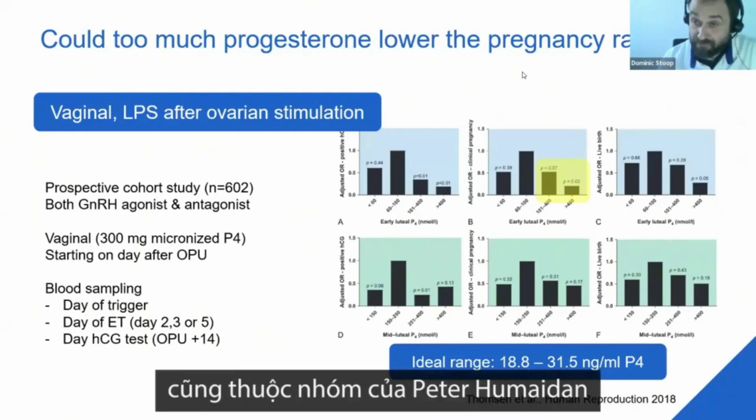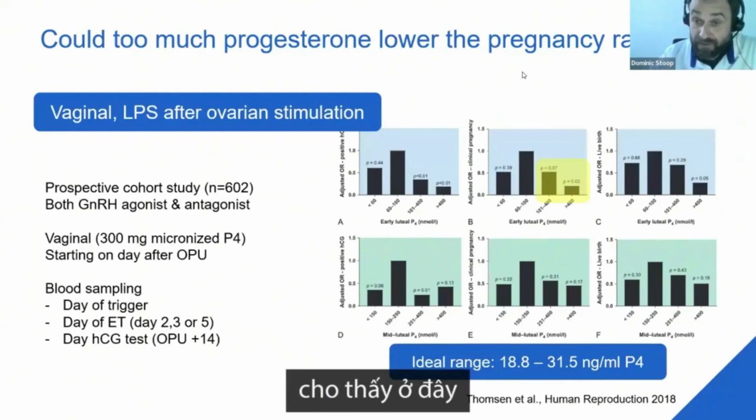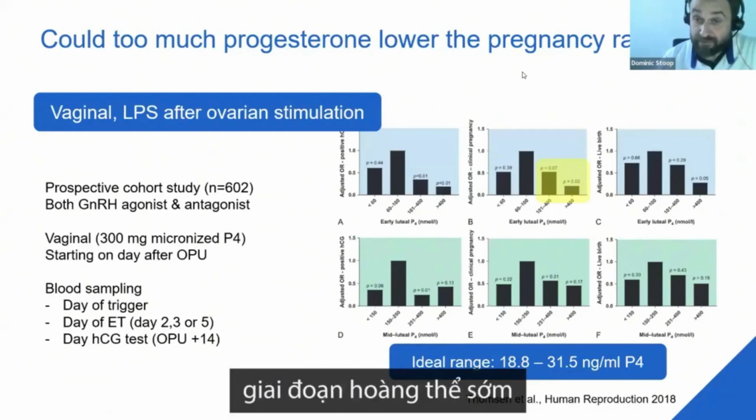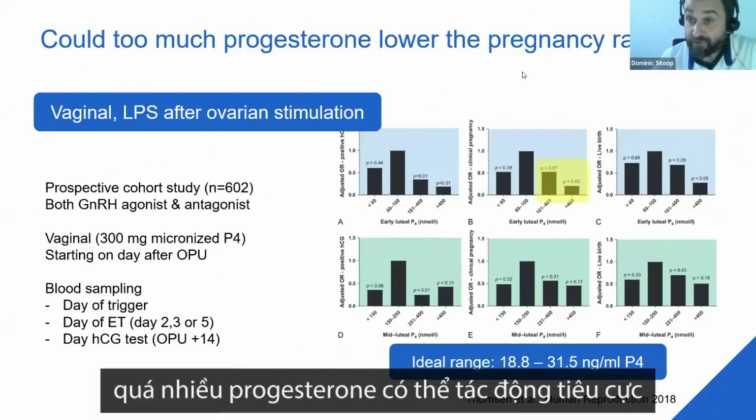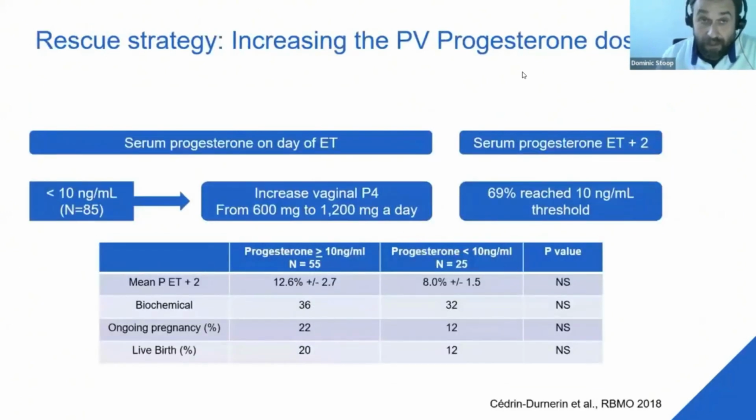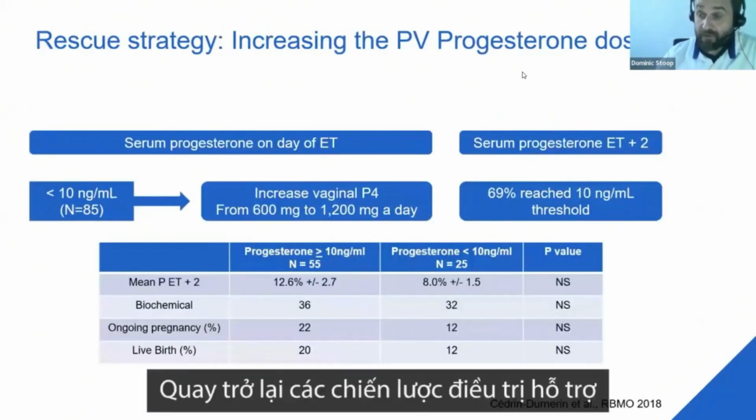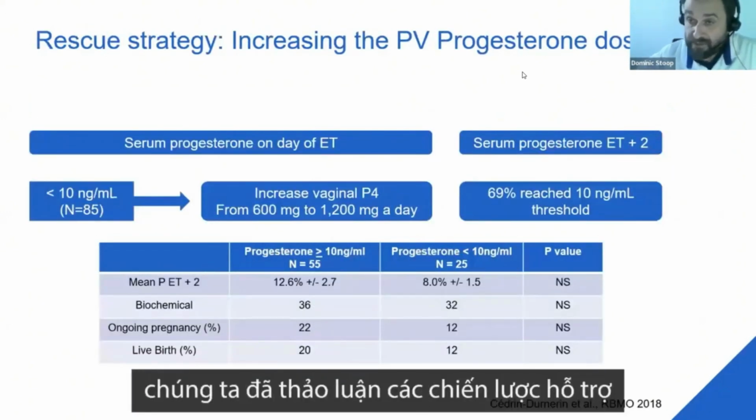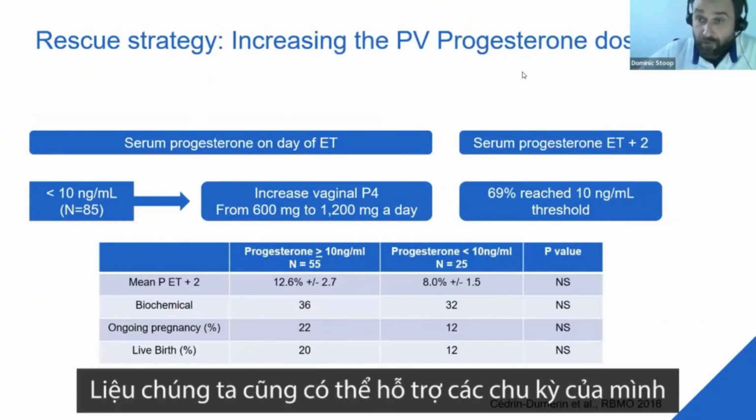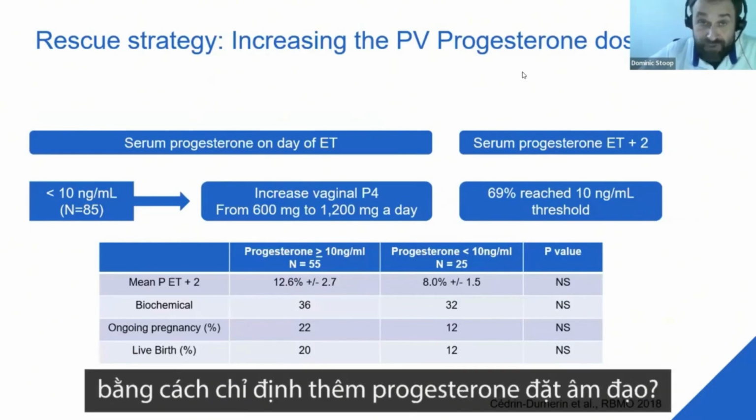A study from Thompson, also from the group of Peter Humaidan, also found, in the patients where the early luteal phase progesterone was measured, that too much progesterone was harmful. Going back to the rescue strategies, we discussed rescue strategies with IM progesterone and with subcutaneous progesterone. Could we also rescue our cycle by giving more vaginal progesterone?